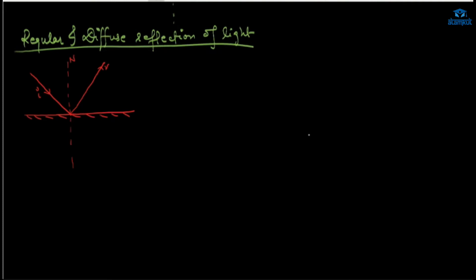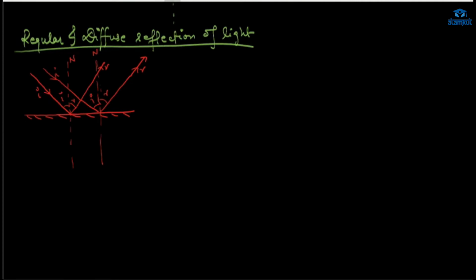If the angle of incidence is like this, then again we will draw the normal from this point. This will be our normal for this incident ray, and this will be our reflected ray. This will be angle I, this will be angle R, and this will be angle I for this incident ray. This will be angle R. Okay, we are getting a regular reflection of light here.